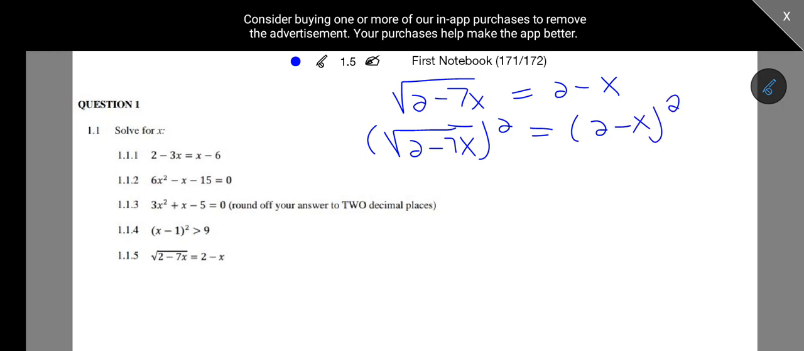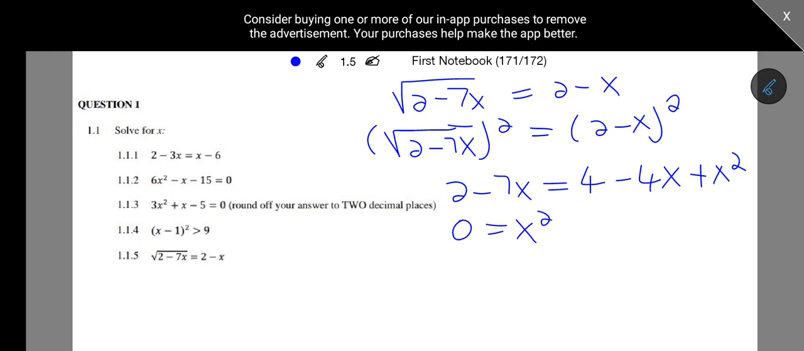So what is the square root of a number squared is equal to the number inside the square root. So this will be 2 minus 7x is equal to, if we factorize this, we must end up with 4 minus 4x plus x squared. Remember, you have to expand the bracket, and then you multiply. 2 squared is 4. 2 times negative x is negative 2x, times 2 is negative 4x, then plus x squared. Let's add like terms. 0 will be equal to what? X squared has got no like term, so it's x squared. Negative 4x will be added to 7x. Remember, the negative 7x will go to the right side.